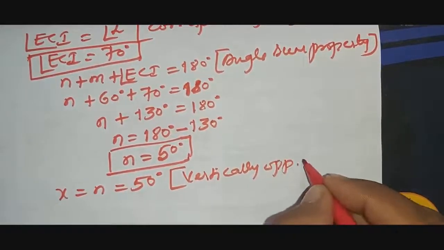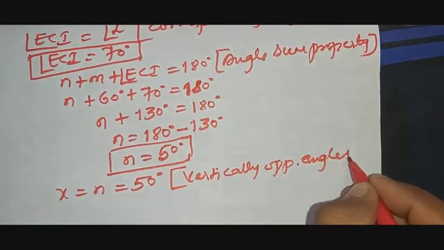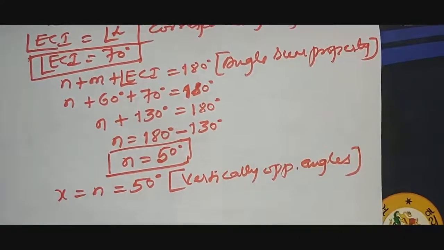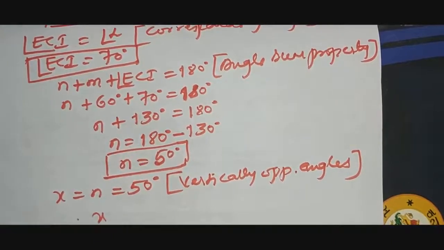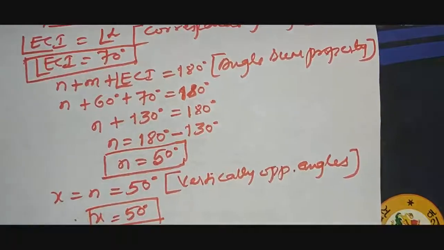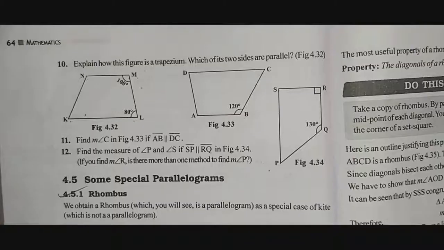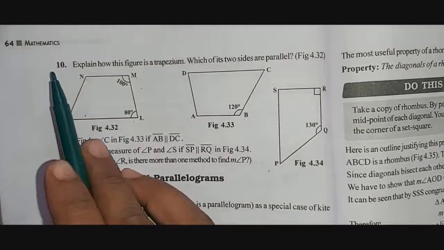Vertically opposite angles. Therefore, the value of x is 50 degrees. Right answer. Okay, dear students, now let us discuss the 10th question.